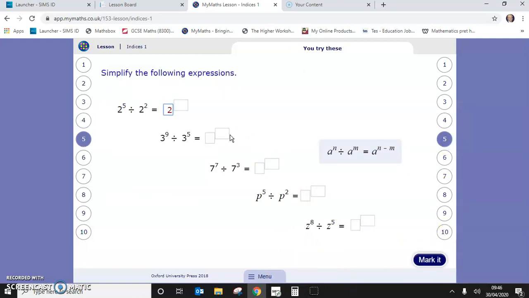Base number 2, 5 take away 2 gives me 3. Base number 3, 9 take away 5 gives me 4. Base number 7, 7 take away 3 gives me 4. Base letter p, 5 take away 2 gives me 3. And base letter z, 8 take away 5 gives me 3.